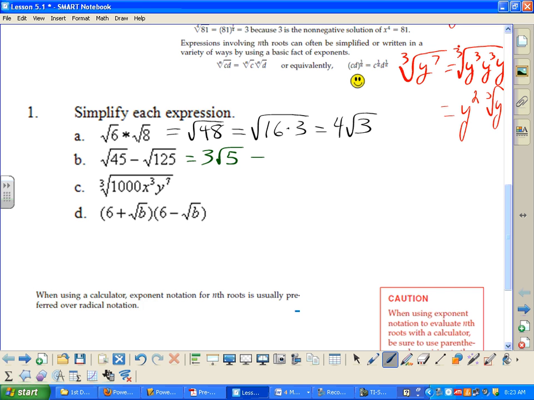And what about 125? What's the largest square that goes into that? Okay, 25. So this is 25 times 5. So that would be 5 square roots of 5. So we would get negative 2 square roots of 5 there.